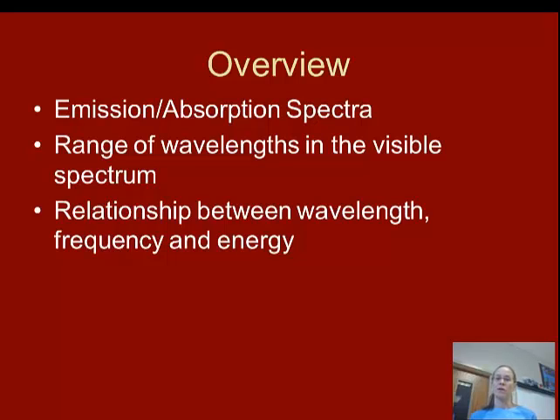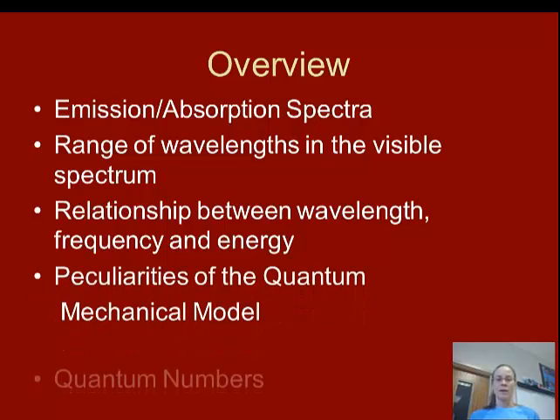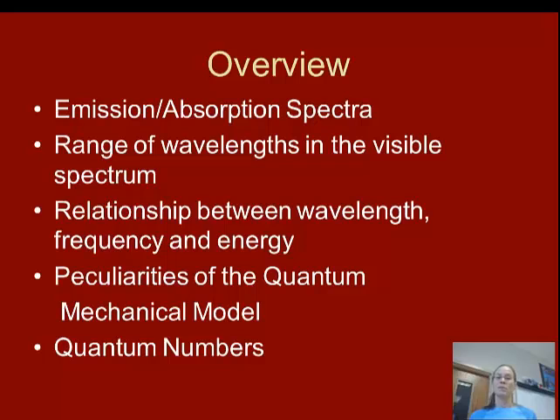And then with the equations that we've looked at, the energy equation and the speed of light equation, understand the relationship between wavelength, frequency, and energy. So at this point, we'll look at some of the peculiarities of the quantum mechanical model and the quantum numbers, which are going to allow you to determine the electron configuration for many of the elements, most of the elements.